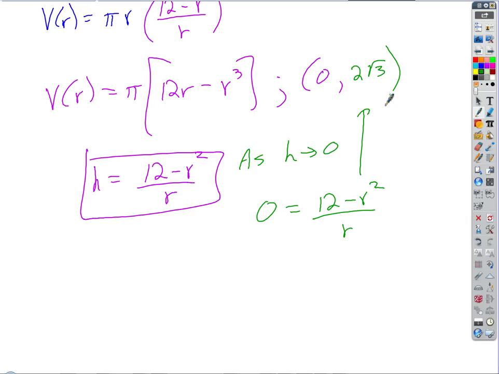And I could put square brackets around that, but what's going to happen in both those cases? What's going to happen to the volume? It's going to be nothing, right? So we know that those aren't going to work. So we're going to look for an interior critical number.